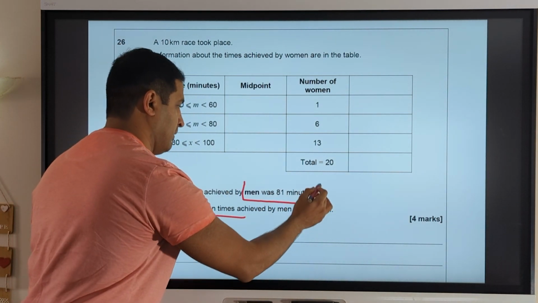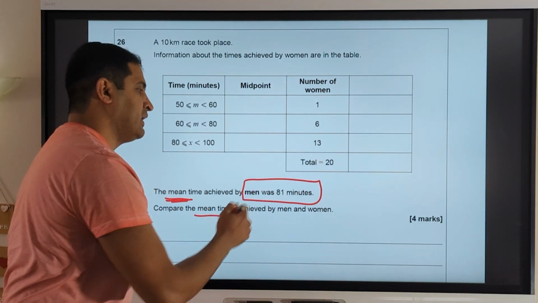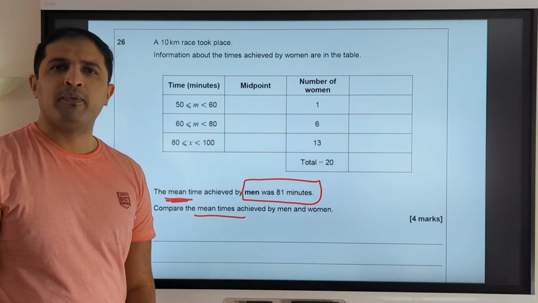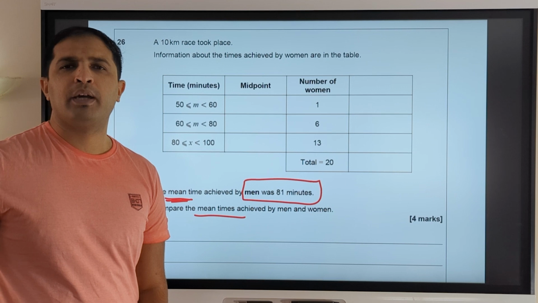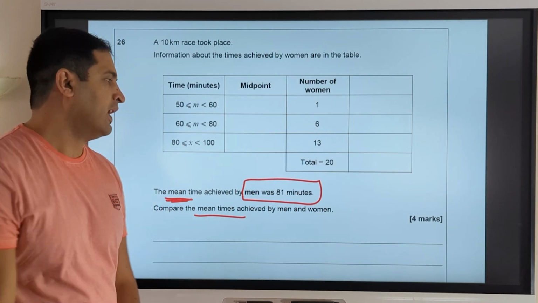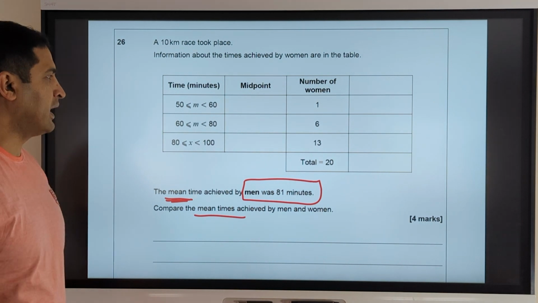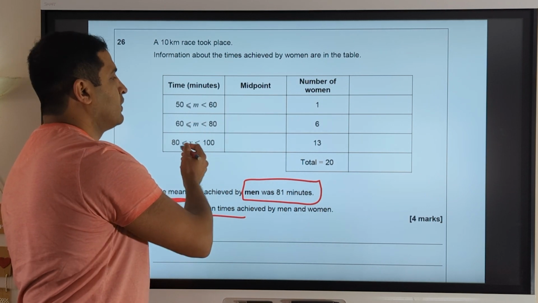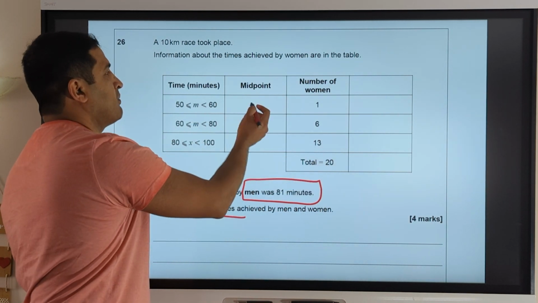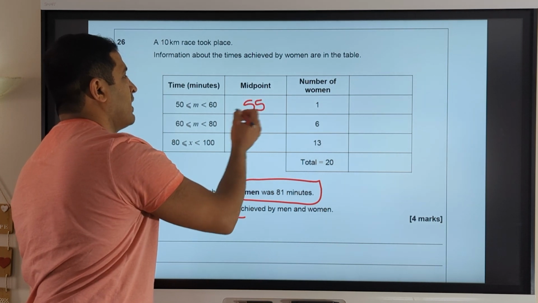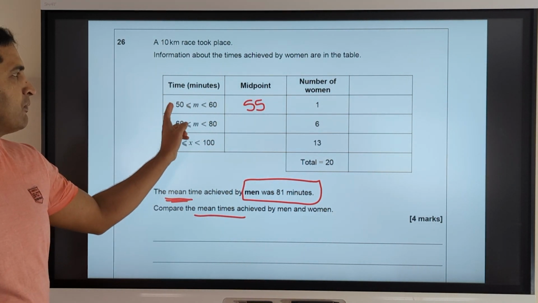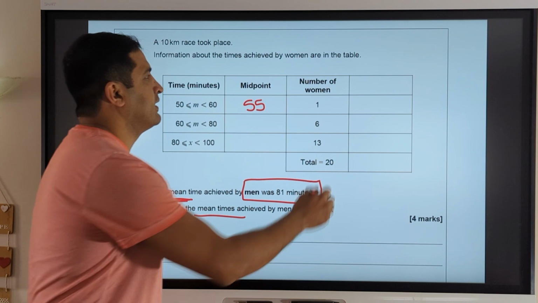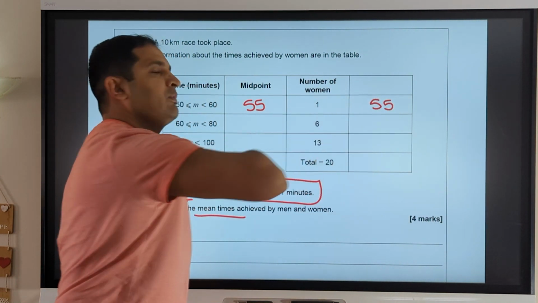We already know the mean time for men was 81 minutes. So if every man shared out the time equally, they would all have finished in 81 minutes. We're trying to work out the mean time for the women. We have the times for 20 women. One person took roughly 55 minutes. That's why we're working out the midpoint, because we don't know exactly. From 50 to 60 minutes, let's say that one woman completed it in 55 minutes.